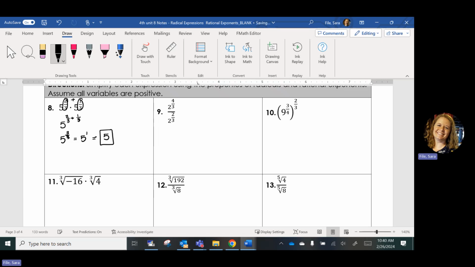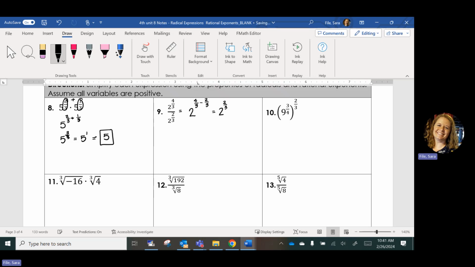So let's look at number 9. Number 9 is going to be the quotient rule because we're dividing. So we've got 2 to a power divided by 2 to a power. So I'm going to condense this to 2, and then those powers are going to be subtracted this time since it was a division. So 4/3 minus 2/3. What is 4/3 minus 2/3? It is 2/3.